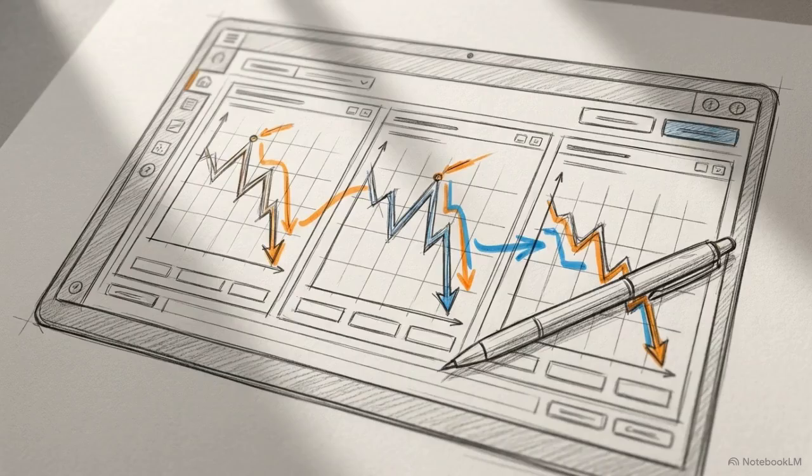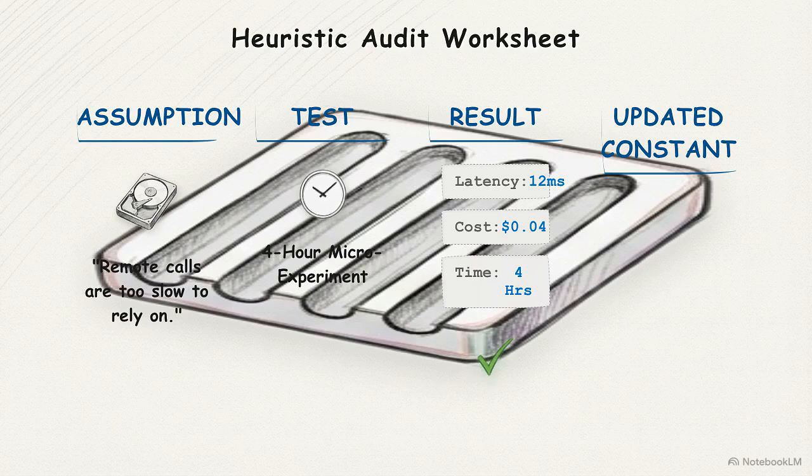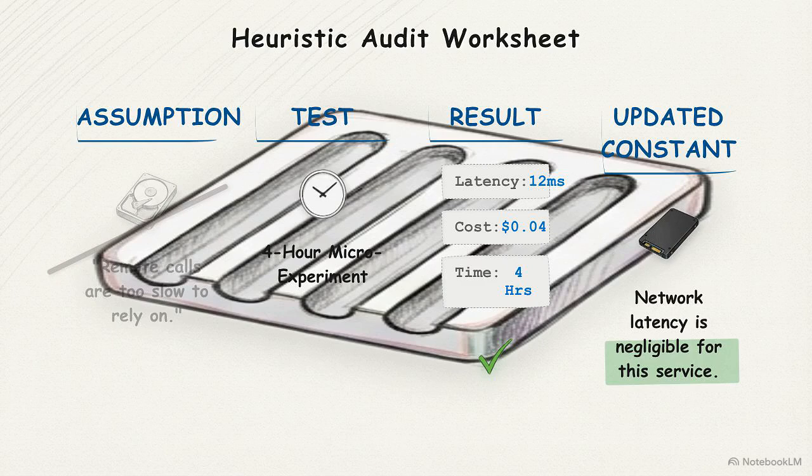Step 4 happens after the code runs. We look directly at the physical outcomes and the metrics generated by the prototype. This diagram brings back our heuristic audit worksheet. By measuring the latency, the financial cost, and the total implementation time, we populate the result column with hard data. With the metrics logged, we officially discard the old heuristic. We draw a line through the outdated belief and draft a newly modernized rule of thumb in the updated constant column, based purely on this fresh data.